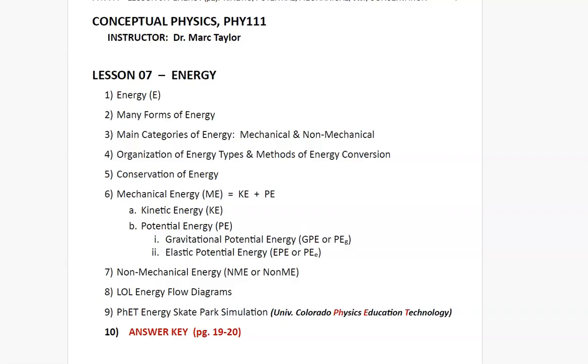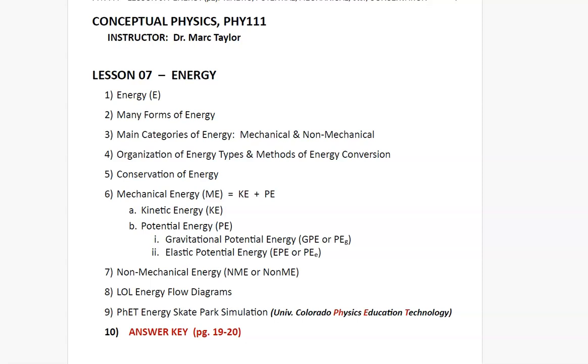We're going to talk about its many forms. We're going to discuss the two main categories that energy is found in: mechanical forms of energy and non-mechanical forms of energy. And then I'll show you a chart that organizes the various forms within the mechanical and within the non-mechanical so you can keep track of them.